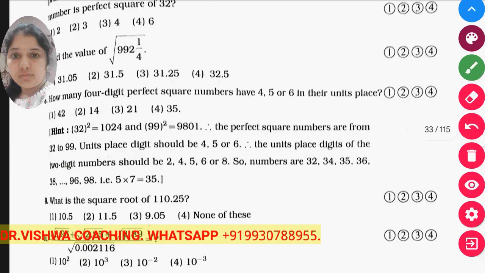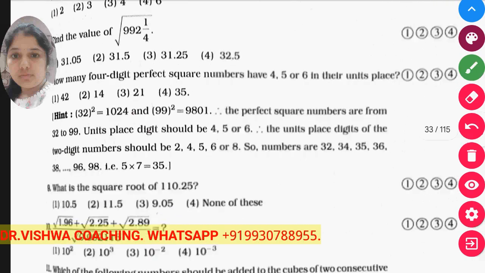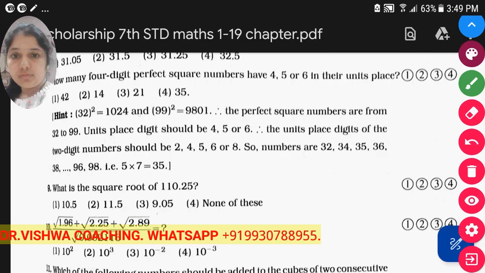Understood or not? Huh? Why did they take 32 and 99?